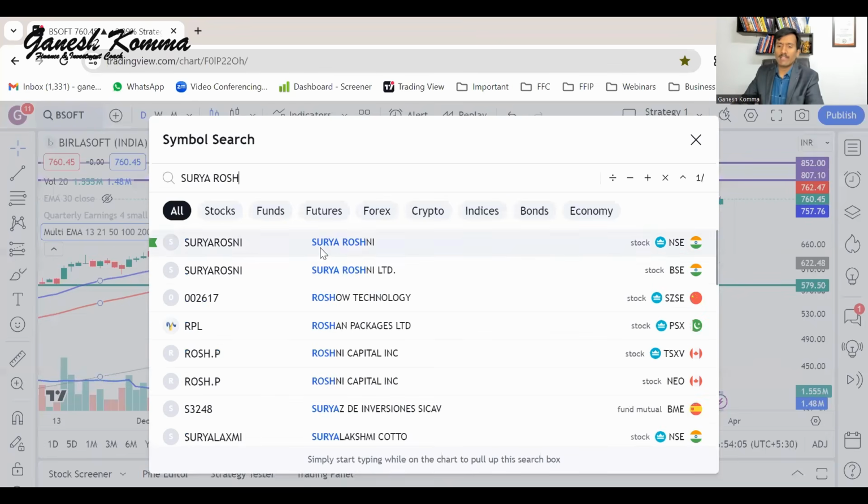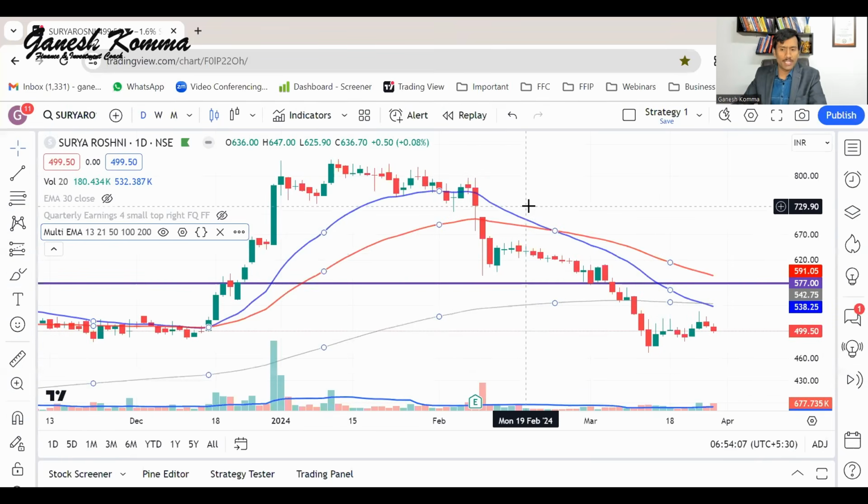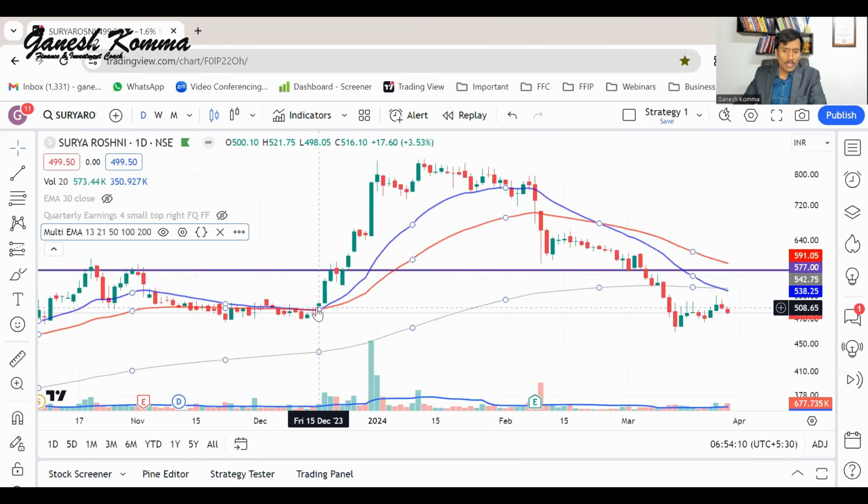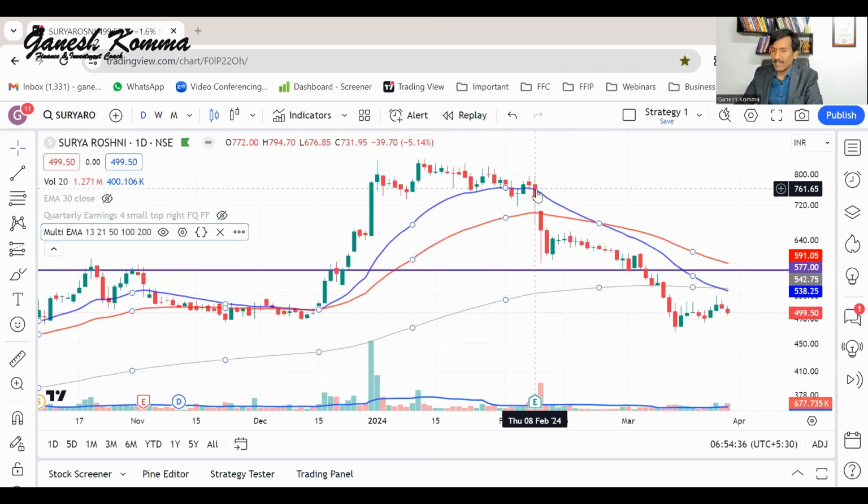So let's say Surya Roshni, right? If you see here, Surya Roshni from December to almost till February, in the last 30 or 45 days, it has had very good strength. But when it started declining and moved below EMA 21 on 8th February, that is a reflection that yes, there is a small weakness that has started or the trend is reversing. So this is one indication for you to reduce your position, right?